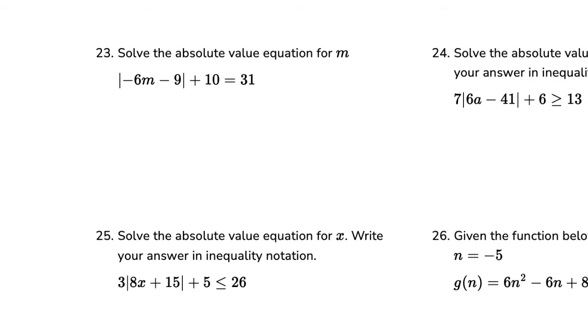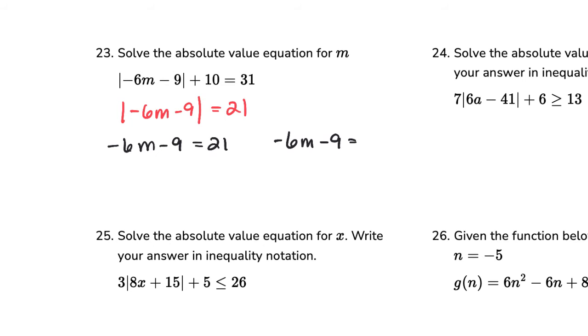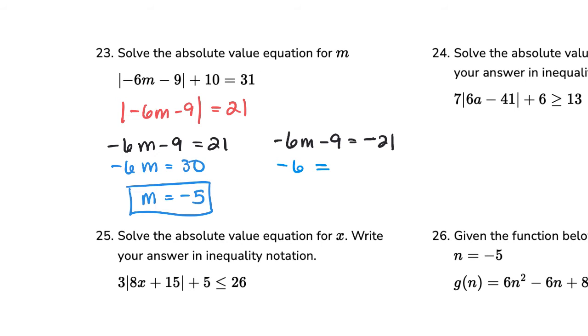Solve the absolute value equation. Yeah, I just did one very similar to this. I'm going to isolate the absolute value by subtracting 10. And then you have to write two equations. One for the stuff inside could be positive, excuse me, and one for the stuff could be negative. And then we just solve these. Add 9. Divide by negative 6. Add 9. Oops. Divide by negative 6. There we go, 2 answers.